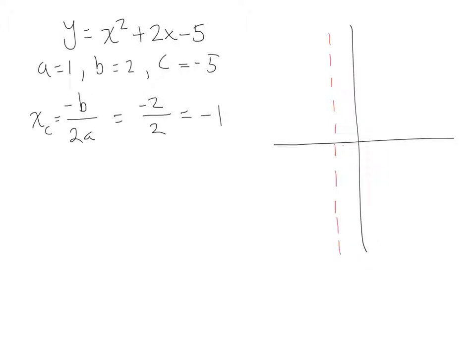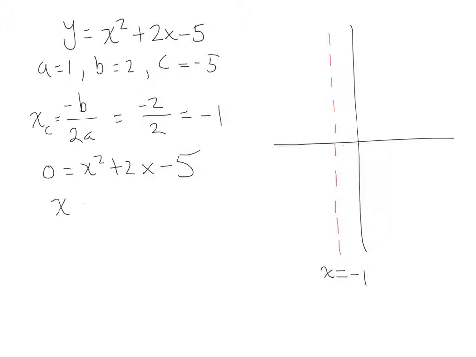Okay, and we're going to say that this is at the line x equals -1. Now what we need to do is find some other points. So let's actually find the roots, which means when we set y equal to 0, we're going to be solving for 0 equals x squared plus 2x minus 5. Now, this doesn't actually factor nicely, so we're going to need to use the quadratic formula. If it factored nicely, we'd get our roots right off the bat, but it doesn't.